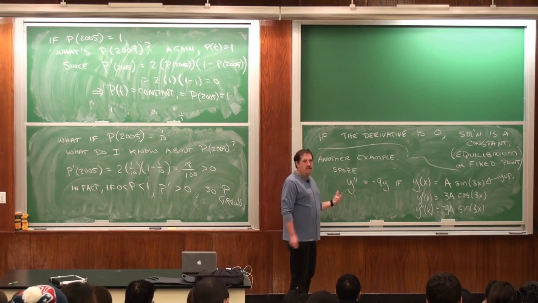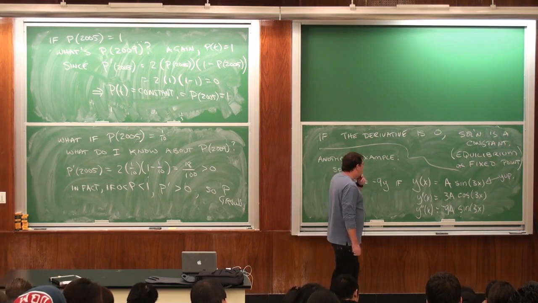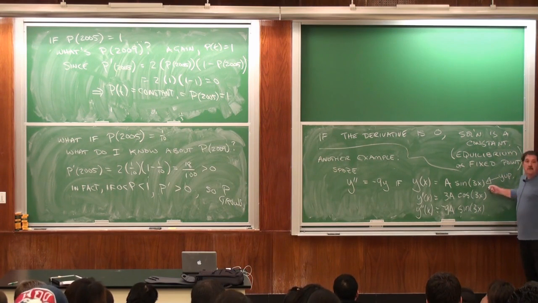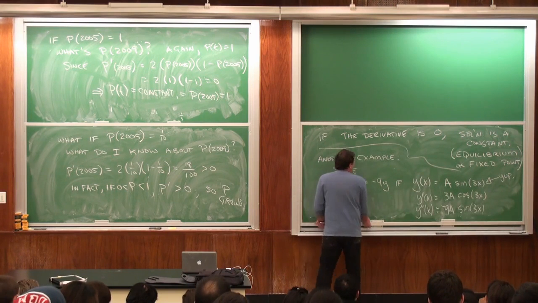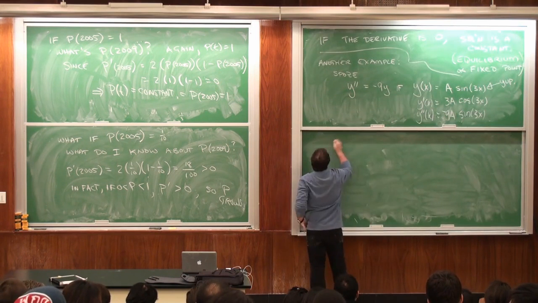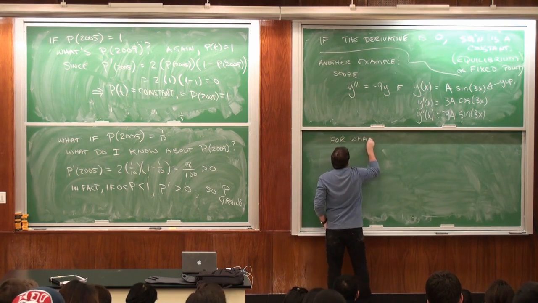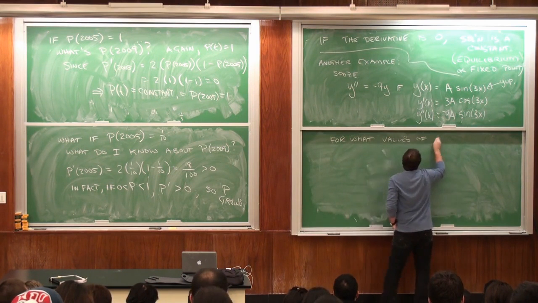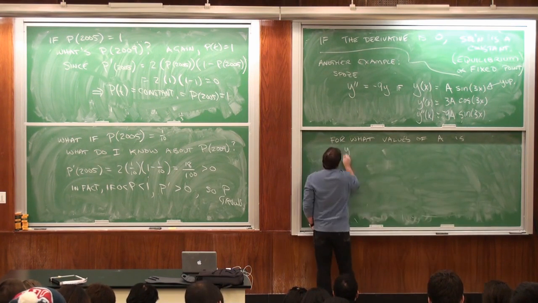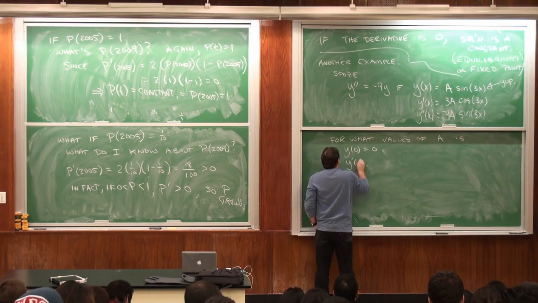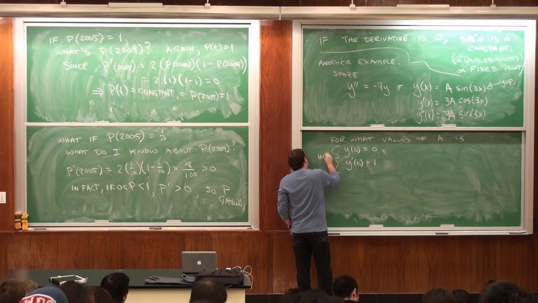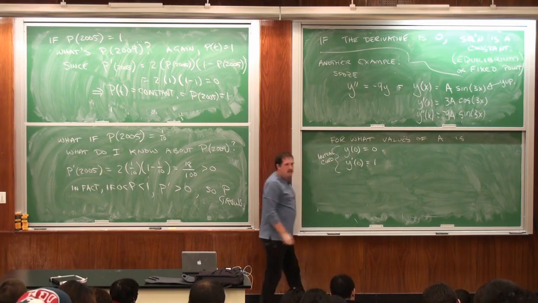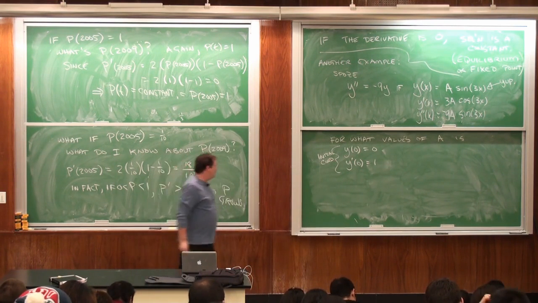Now, if I give you a little more information, for example, since this is the sine, I know that y of 0 has to be 0. But I can give you another piece of information. So I could ask, for what values of a is it true that when time is 0 I have 0, but also when time is 0 the derivative is 1? This is called an initial condition.